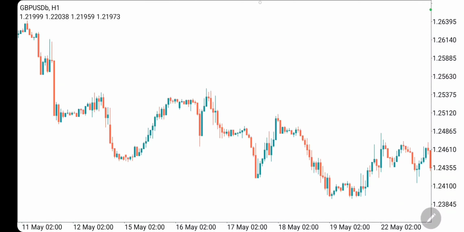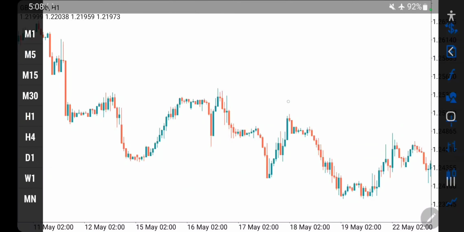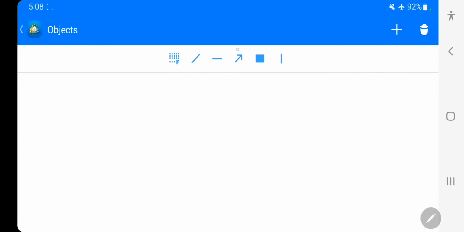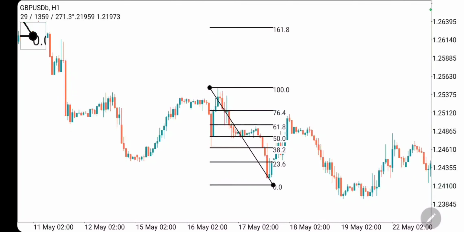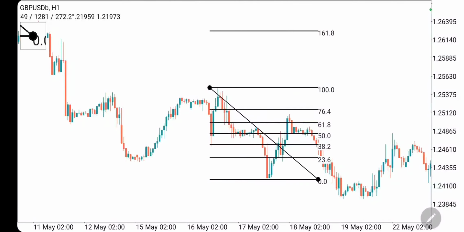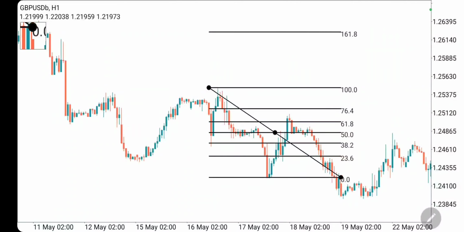So just like the first time, we go to our Fibonacci tool and we draw in a bearish phase. You draw from swing high to swing low. Can you see? Now this is our swing high, this is our swing low. So we want to see where this market is going to retrace. You can see it retraced from the 61.8.